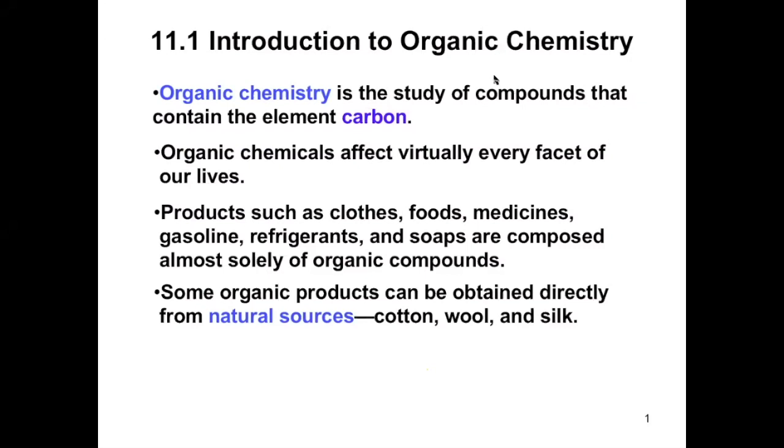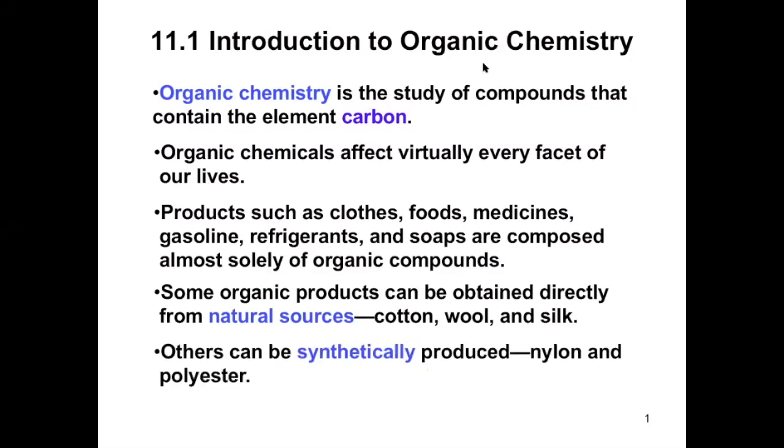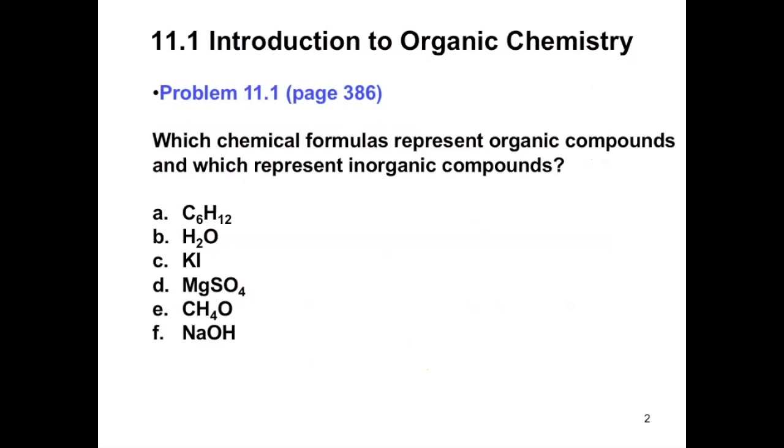So we have cotton, wool, and silk, and then we have those that are synthetically produced, mostly in the lab. These are also carbon-containing compounds. These are organic compounds. Okay, so for our book, we have problem 11.1. You are asked to determine which are organic compounds and which are inorganic compounds. So for example, yung practice problem is on page 386.